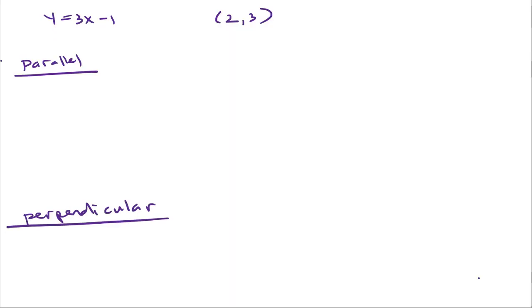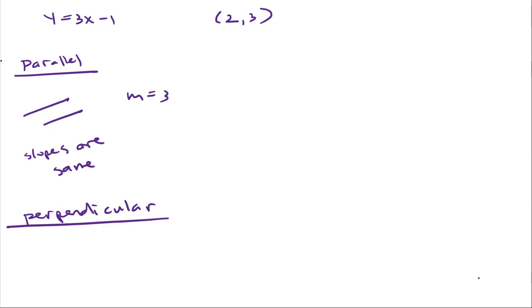All right. So parallel, that means what? The slopes are the same. Slopes are the same. So if we have y equals 3x minus 1, I need to pull that slope. M is 3, because that is what it means to be parallel.